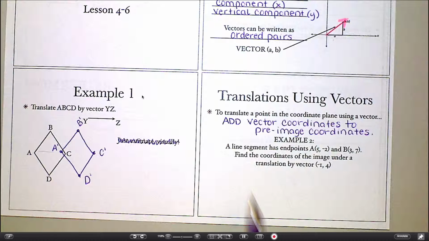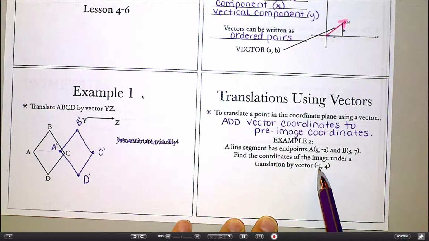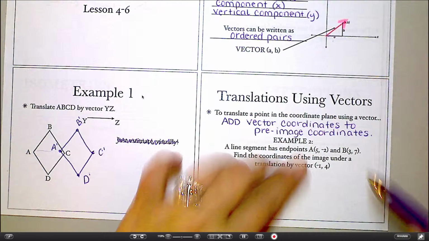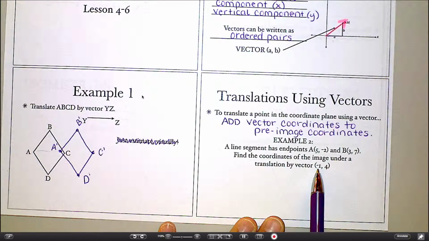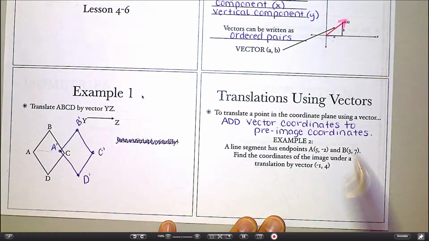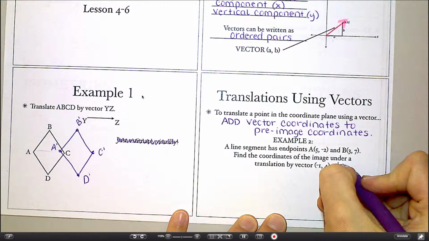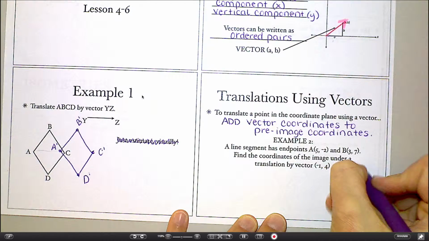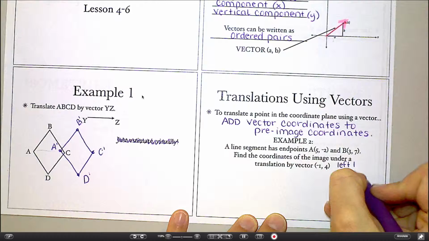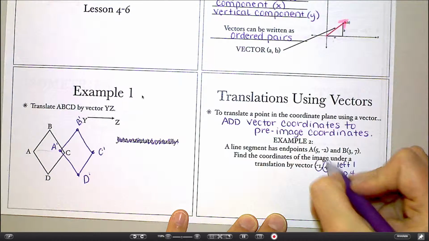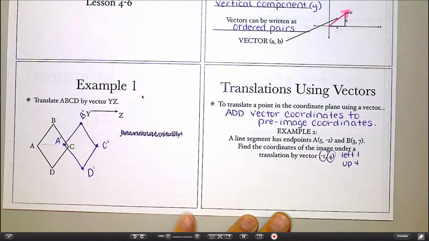Okay, so a line segment has endpoints A (5, -2) and B (3, 7). What this vector is really saying is that I'm going to take the whole segment and move it to the left 1, because on the x-axis a negative would move to the left. And then I'm going to move up 4. So this is left 1 and up 4, because this is telling me left and right, this is telling me up and down, okay? And I want to figure out where my new endpoints are going to be.